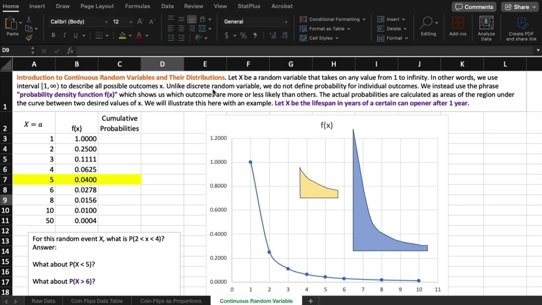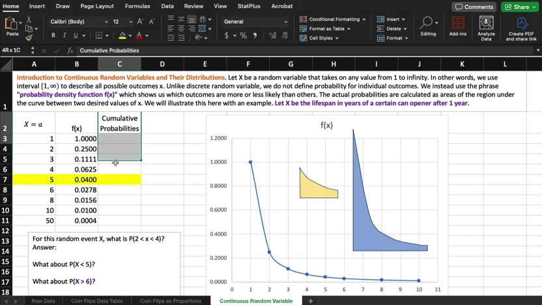Unlike discrete random variables, we do not define the probability for individual outcomes. So you will notice here there is no column for capital P of X. What we do have a column for, however, is the cumulative probabilities. That is the critical piece of information that we're going to need, and the reason for that is because cumulative probabilities are associated with areas of the region under the curve. Area under the curve.